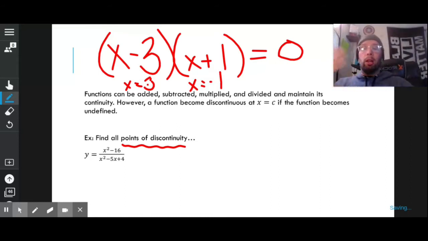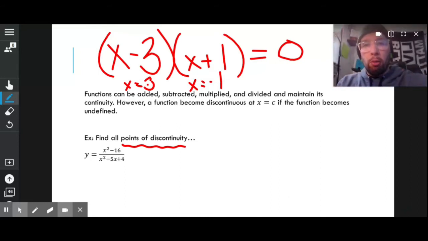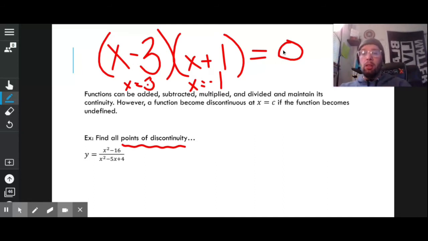If I were to plug in x equals 3, that makes the first parentheses 0, and then 0 times, who cares whatever this is, is 0. If I plug in negative 1, it makes the second parentheses 0, and so whatever this is times 0 is 0. So we're going to do the same thing. We need to take that bottom equation and factor. I don't care about the numerator at all.